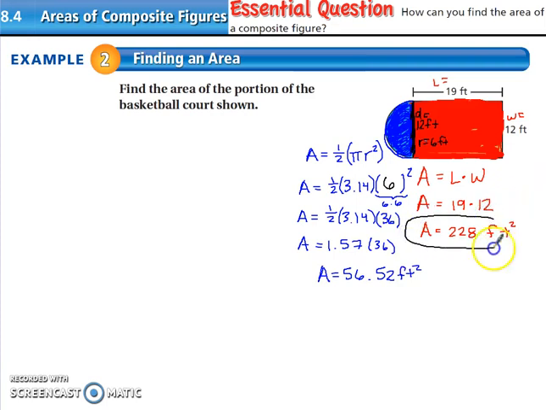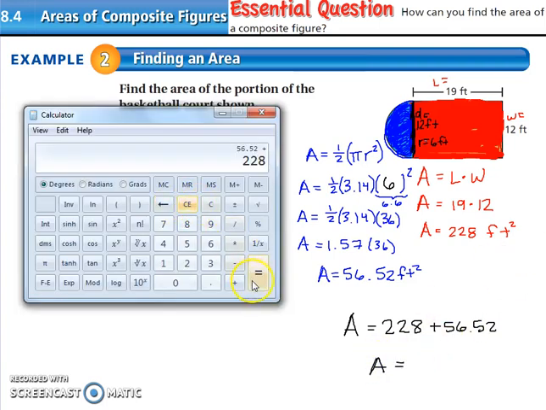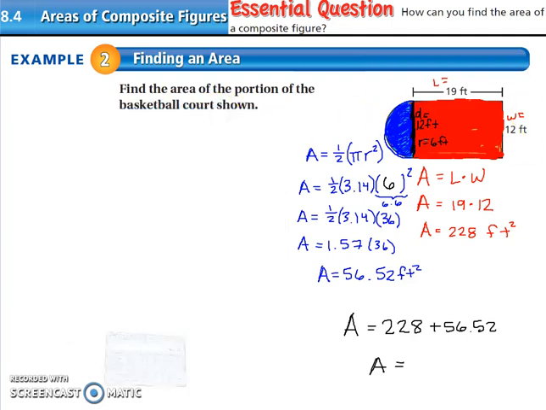So I have two pieces now. I have the area of the red rectangle. I have the area of the blue semicircle. So to find the area of this entire figure, all I'm going to do is add those two together. So the total area of the whole figure is 228 square feet plus 56.52 square feet for an area totaling 284.52 square feet. So the area of this portion of the basketball court is 284.52 square feet.